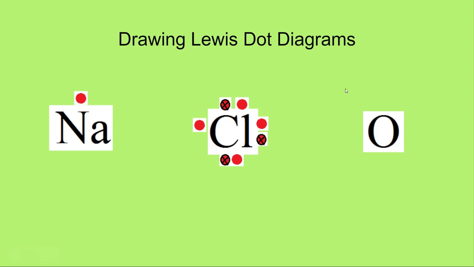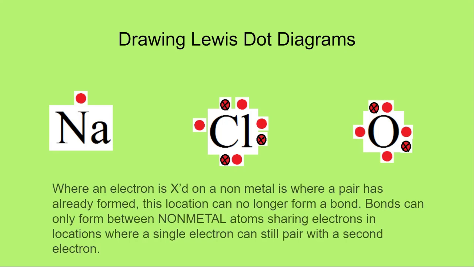All right, let's do oxygen. Oxygen has 6 valence electrons: 1, 2, 3, 4, 5, 6. Oxygen will always have 2 unshared pairs and then 2 single electrons it can use to make bonds. So you can see immediately from this Lewis diagram that oxygen can make 2 bonds.